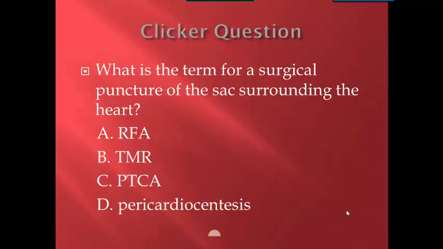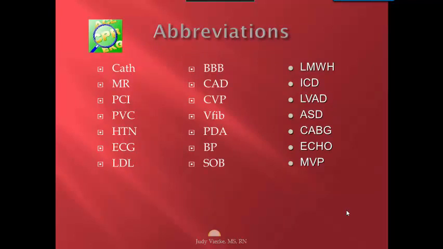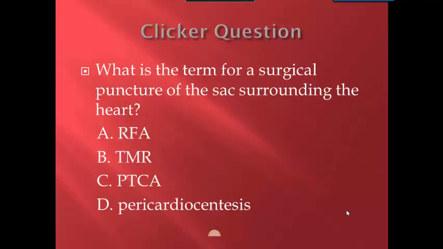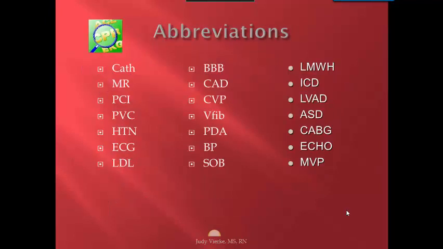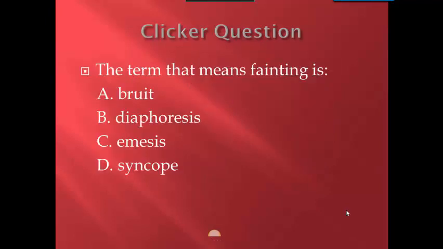So what is the term for a surgical puncture of the sac surrounding the heart? See if you can build that. Pericardiocentesis is the correct answer there. Your book has some abbreviations. I wouldn't stress over those too much, except for the few that I did ask you to be aware of, ECG and echo, and we'll get back to that in just a minute.